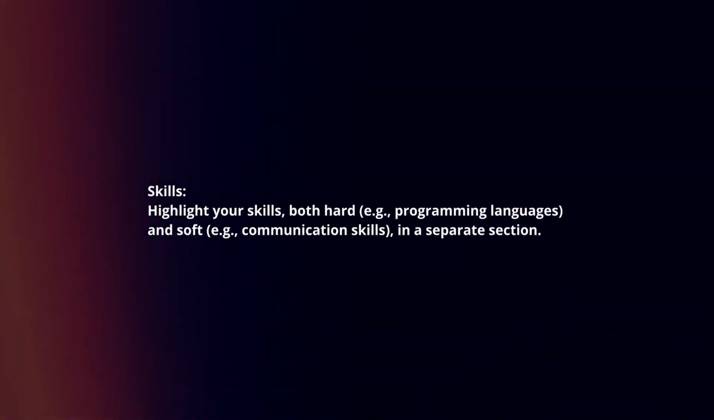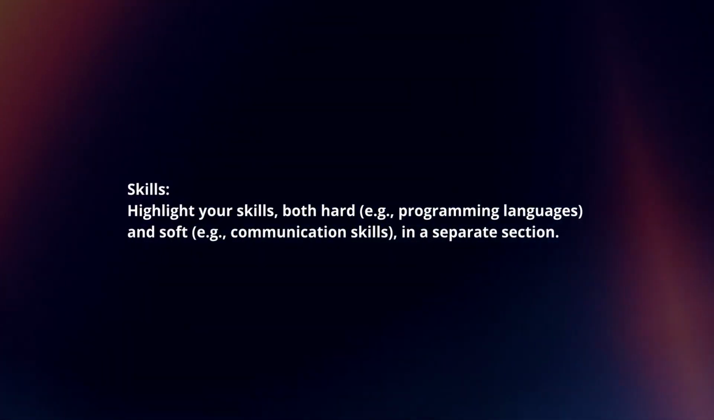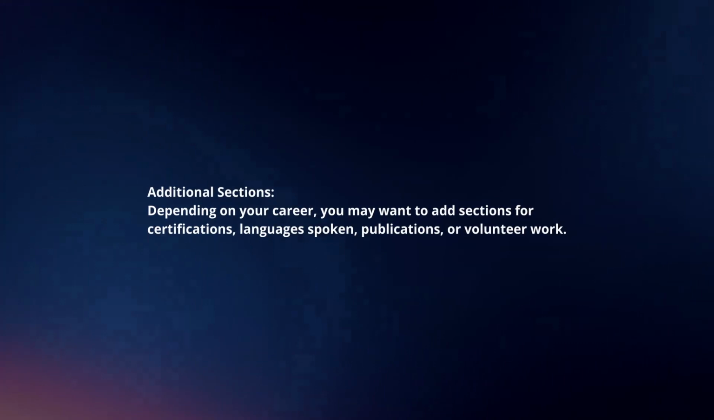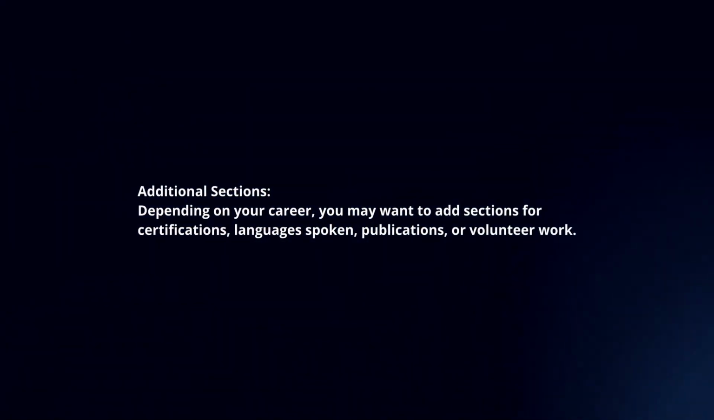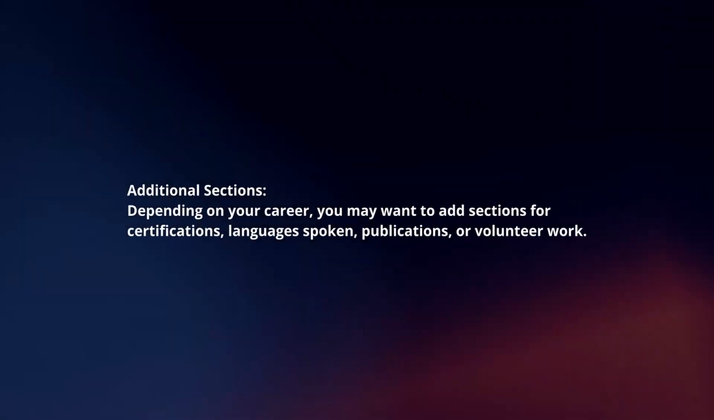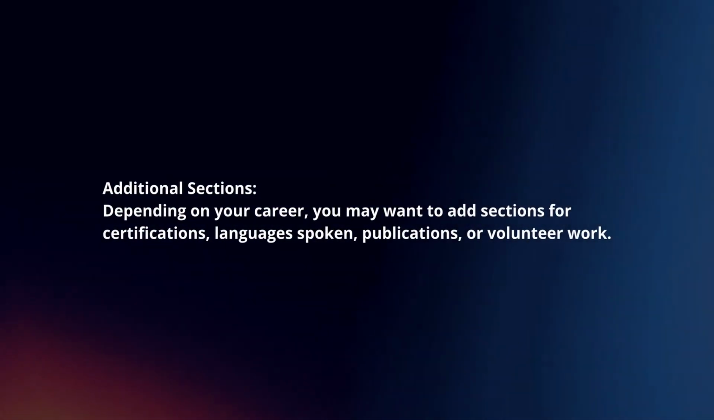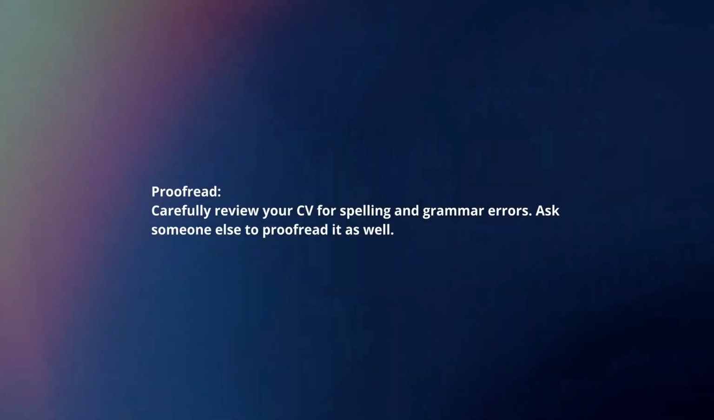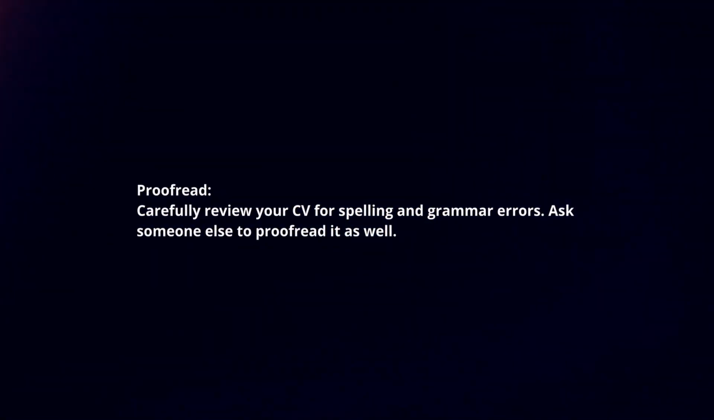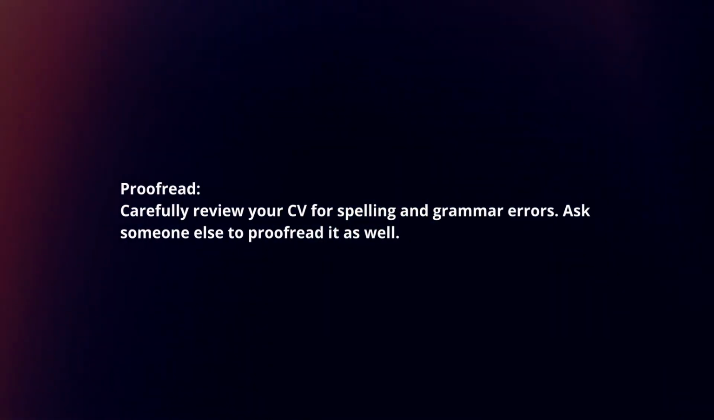Skills. Highlight your skills, both hard and soft, in a separate section. Additional sections. Depending on your career, you may want to add sections for certifications, languages spoken, publications, or volunteer work. Proofread. Carefully review your CV for spelling and grammar errors. Ask someone else to proofread it as well.